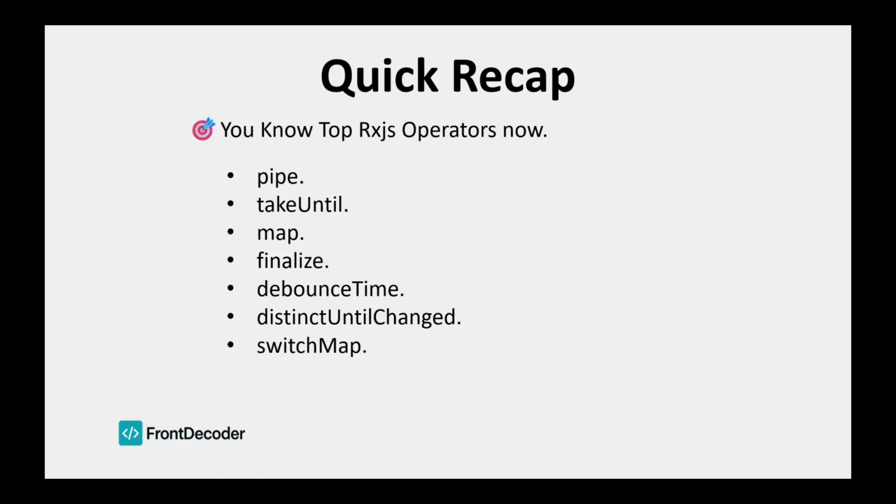Alright, that wraps up part 1 of top RxJS operators. We covered some really powerful ones, from pipe, takeUntil, to distinctUntilChanged, and switchMap. Each of these helps us write cleaner, more reactive Angular code, and we use them to solve a real-world problem step by step.